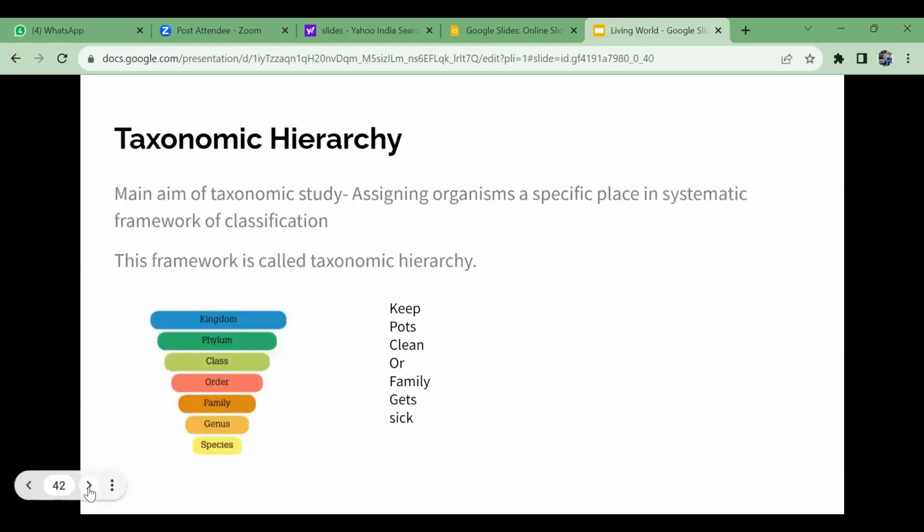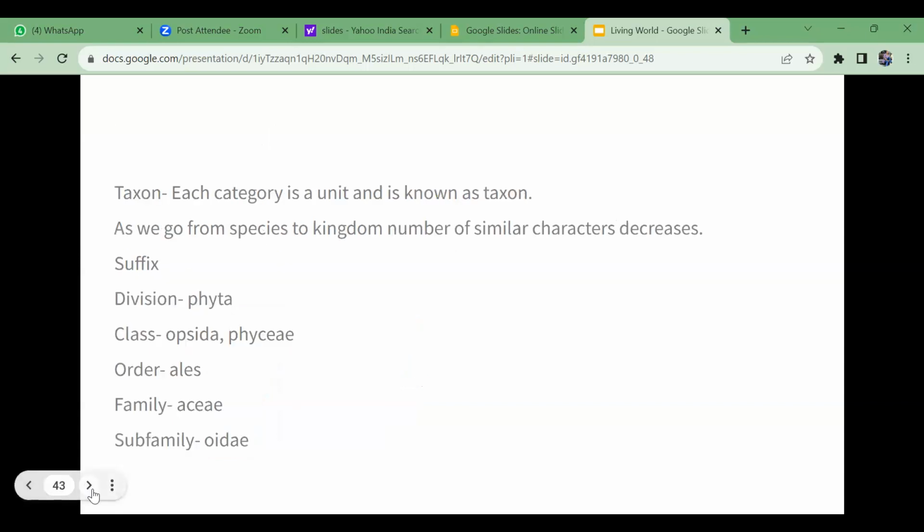Okay. Now taxonomic hierarchy. So we have seven taxons. That is kingdom, phylum, class, order, family, genus, species. Assigning the organisms a specific place in the systemic framework of classification. This framework is known as taxonomic hierarchy.